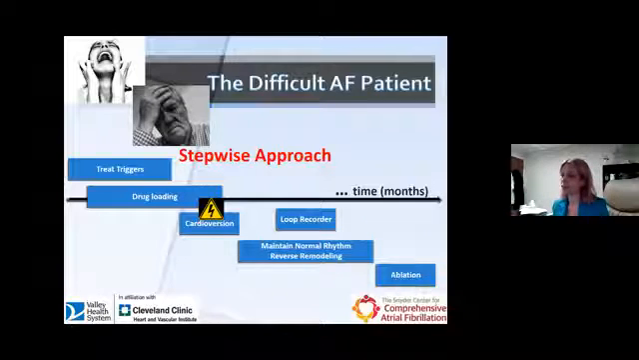And we call this reverse remodeling. And we often use little recorders to make sure that the patient really stays in normal rhythm for all this time. And if we then do the ablation, the success rate goes up again, close to 80%.